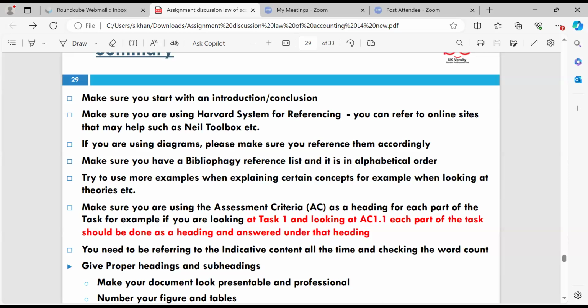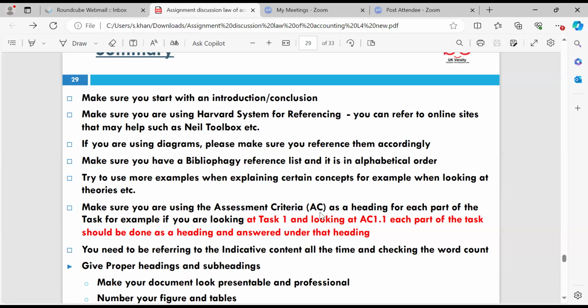If you are using diagrams, please make sure you reference them accordingly. Make sure you have a bibliography and it is in alphabetical order at the end. Try to use more examples when explaining certain concepts, for example, when you're looking at theory or case law.